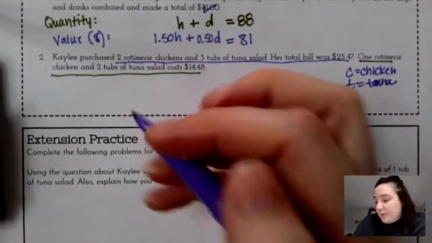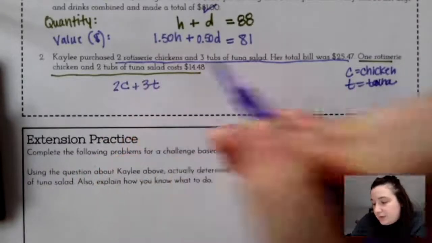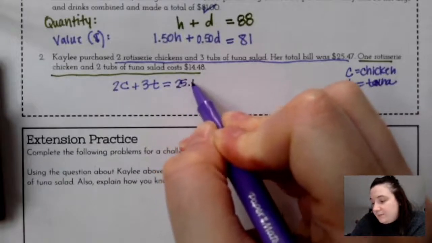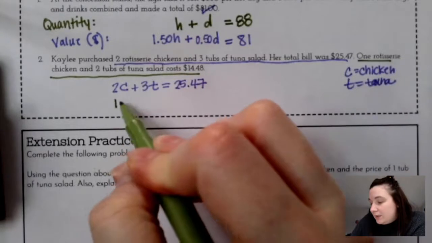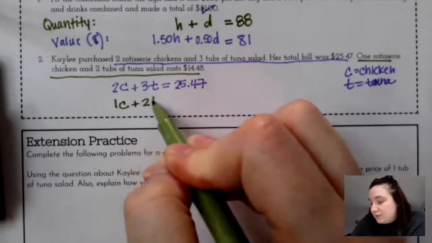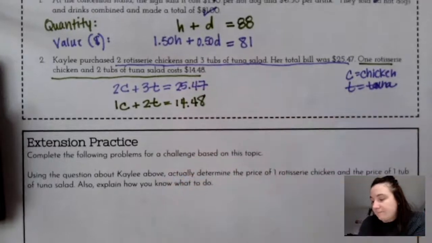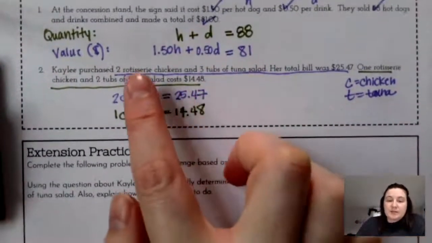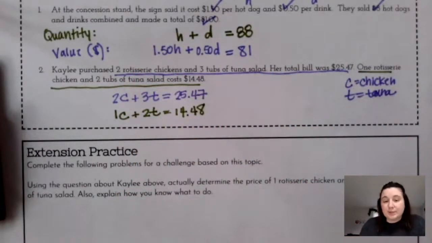And so my purple equation will have 2 chickens plus 3 tuna, and that equals 25.47. And my green is 1 chicken plus 2 tuna is 14.48. And so this one comes a little bit more naturally to us. We can see here's a scenario and here's the second, and so you can write both equations. But these are the two types you should know how to do.